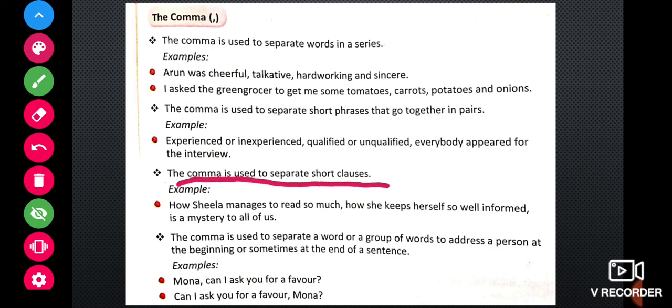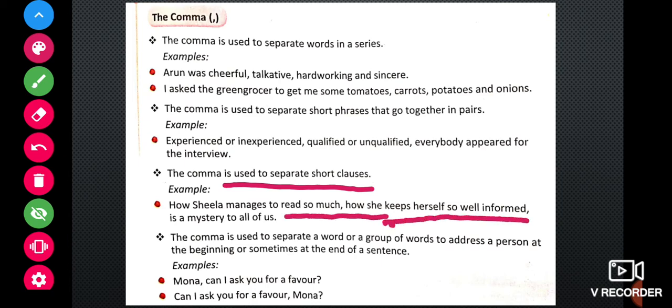The comma is used to separate short clauses. Now we have already studied the chapter clauses and their types, so you already know what clauses are. So a comma is used to separate short clauses. For example, how Sheila manages to read so much, how she keeps herself so well informed, is a mystery to all of us.